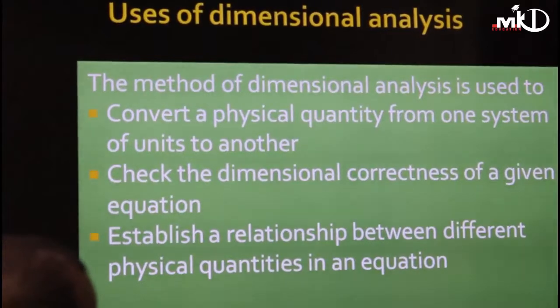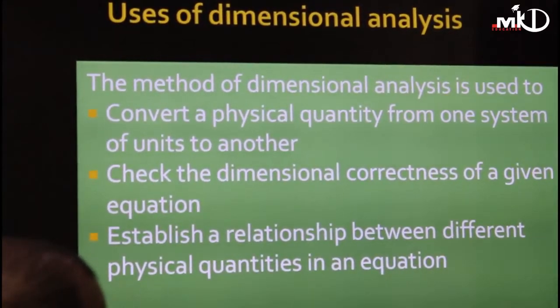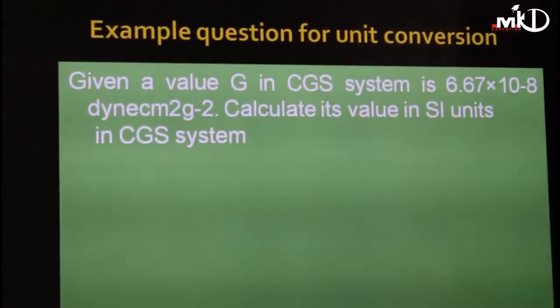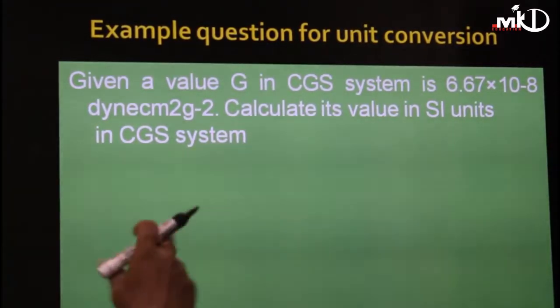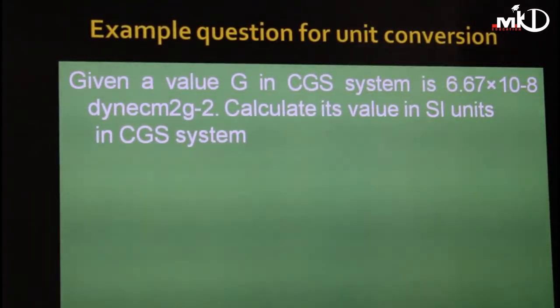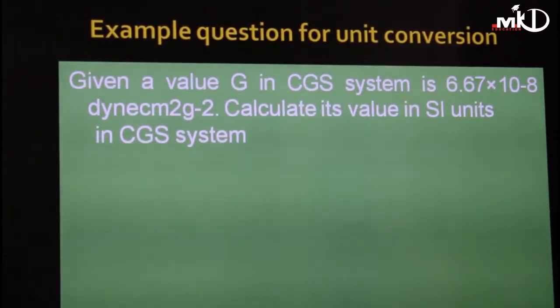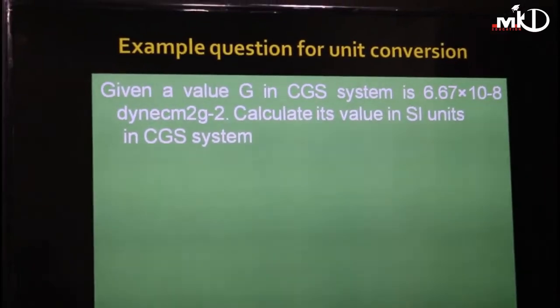Now we will switch over to different examples so that you can understand. First I am going to convert the gravitational constant G, whose CGS value is 6.67 into 10 to the power minus 8 in the CGS system. Now I am going to convert this value to the SI system by applying the principle of homogeneity. First I am going to derive the dimension of G.